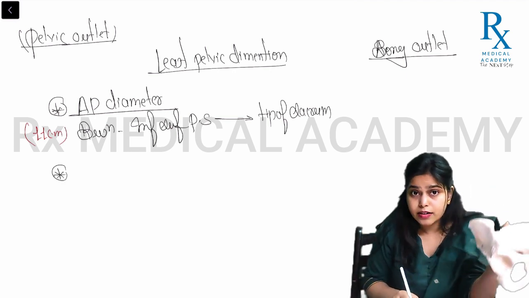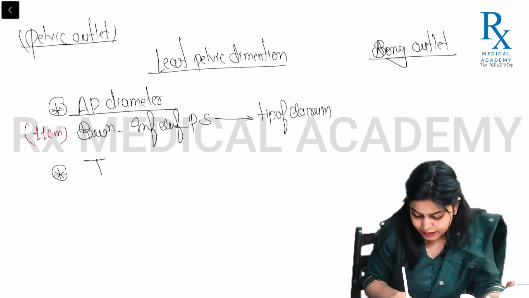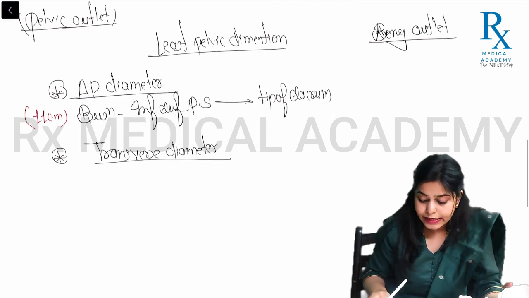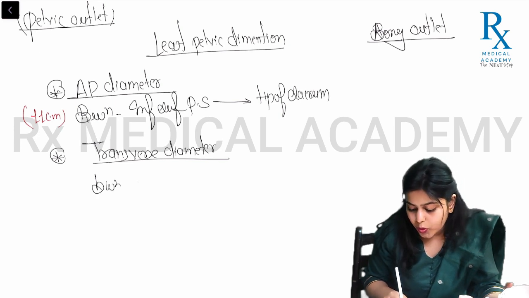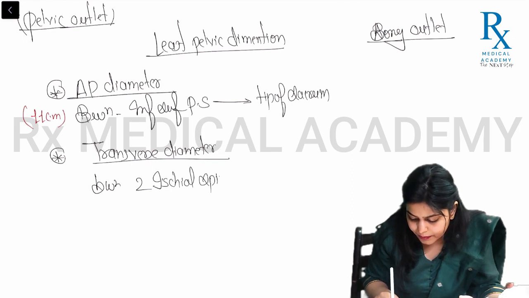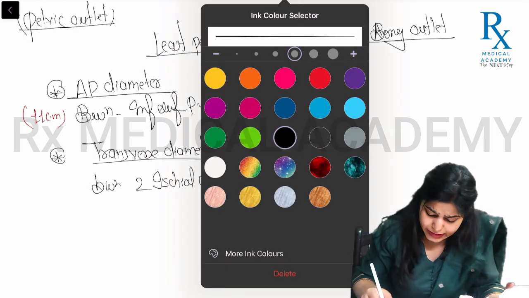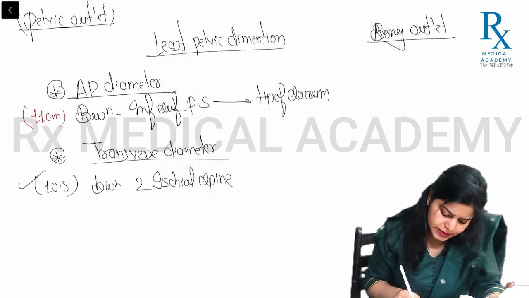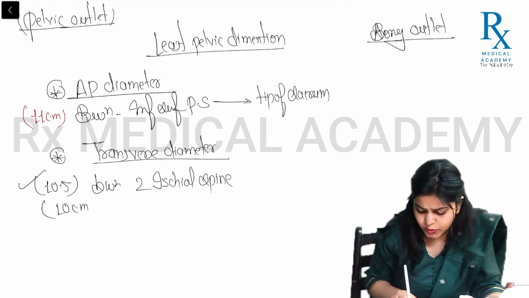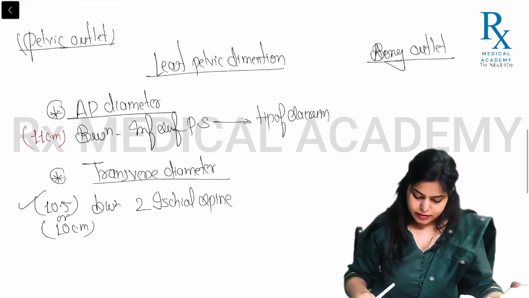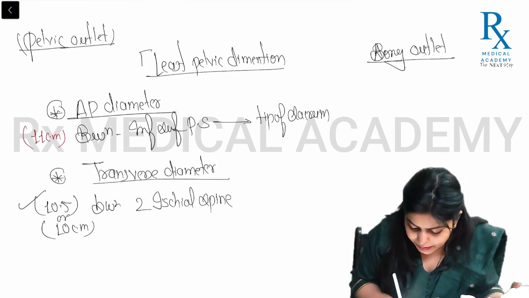Let's talk about transverse diameter. It is formed between two ischial spine, which is around, according to Datta, 10.5 centimeter. But most of the MCQ, it is asked like 10 centimeter. So you can remember both 10 or 10.5 centimeter. So this is all about least pelvic dimension.